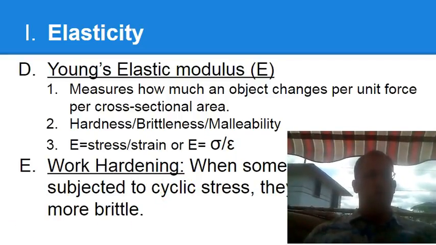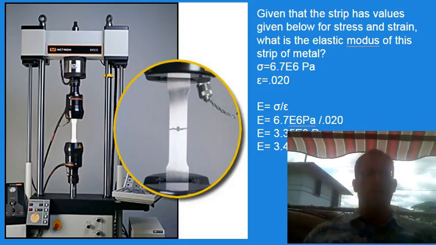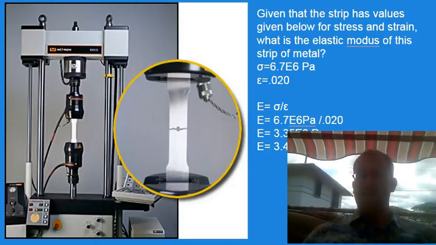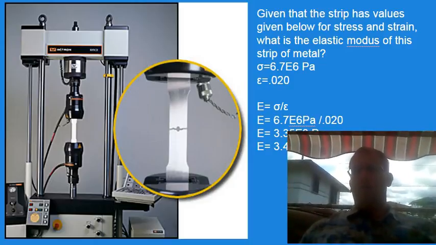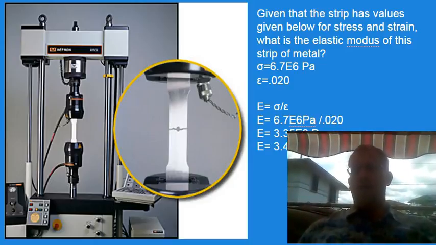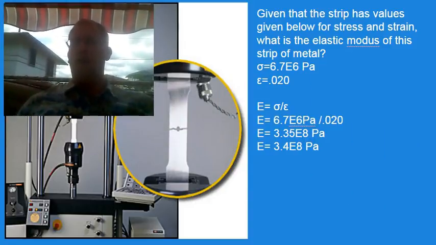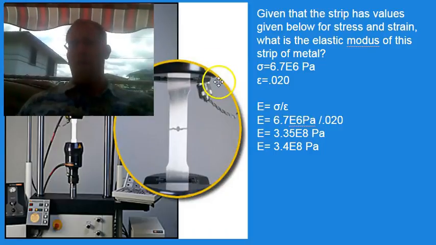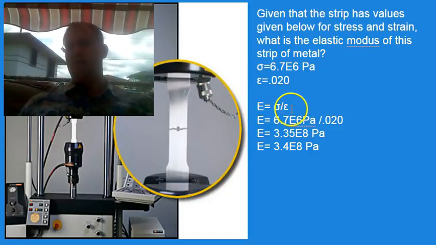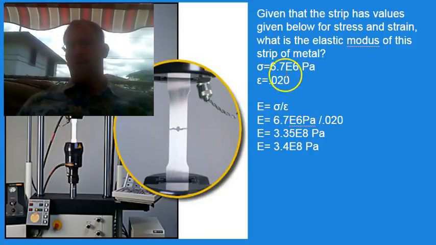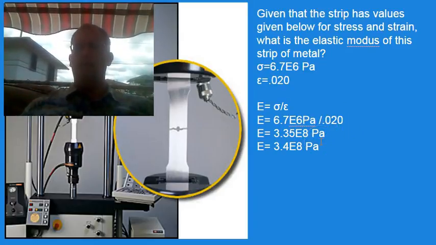Okay, so let's look at some pictures here. Here we have a picture of that same piece of metal, and we have subjected it to a certain stress, and it has responded with a certain strain. And so I want to know, how elastic is that piece of metal? Well, the elastic modulus is sigma divided by epsilon, stress divided by strain. Here's my stress, here's my strain. I do the division, I get 3.4 e to the 8th pascals.